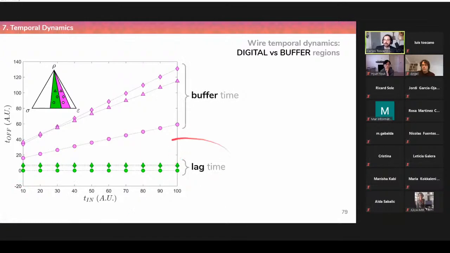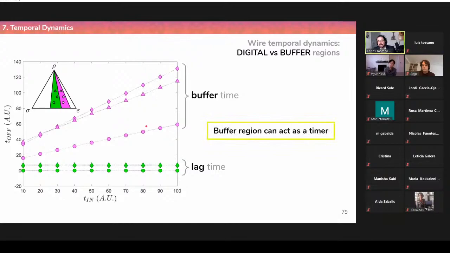Whereas this time for the wires in the digital region, I call it lag time, and it does not depend on the duration of the input. The other case, cultures that are lying in the buffer region, I call this a buffer time, right? And this is very important because that tells us that the buffer region can store information about the duration of the input signal. So the buffer region can, in fact, act as a timer.